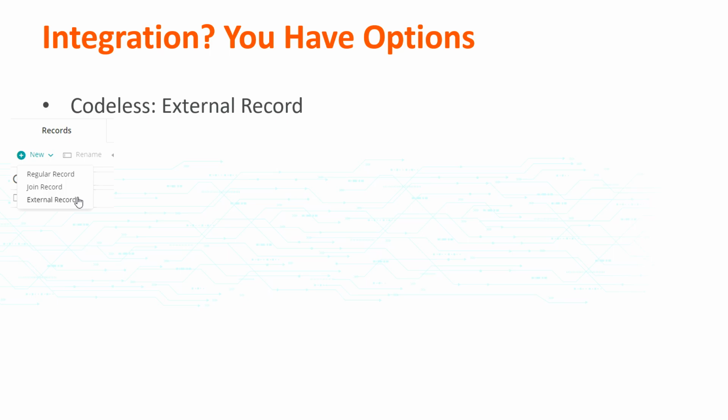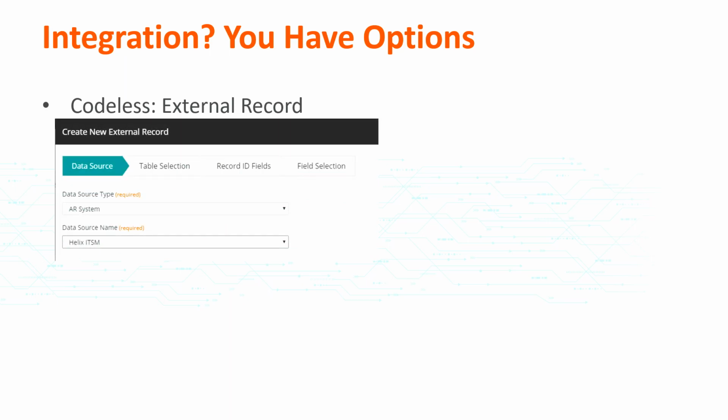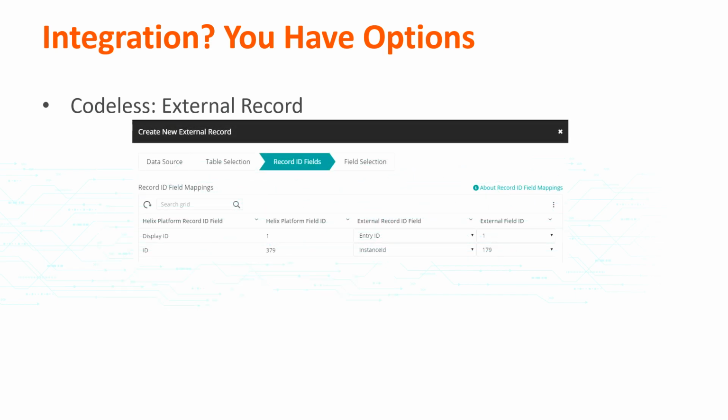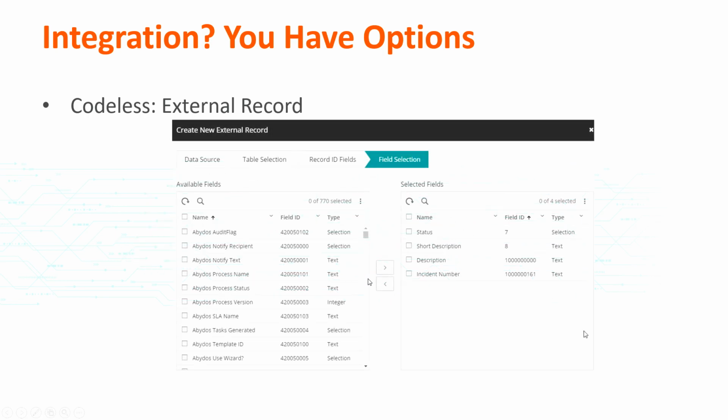So I say I want to create a new record, type external record. I select my source, which is my German ITSM server. I say I want to access the form HPD Help Desk. Here I have to tell what is the mapping between the instance ID and my ID, so between my BMC Helix platform field and the form field. I select the fields that I'm interested in, so the status, short description and incident number.